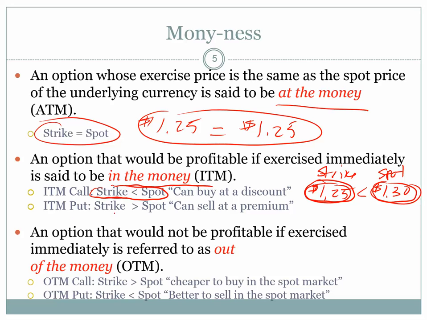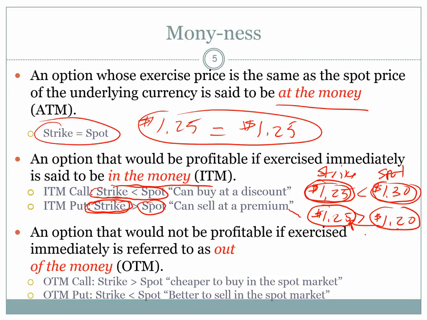Now the in-the-money put, on the other hand, has a strike price that's greater than the spot. Remember, a put is an option to sell the underlying asset. That's only valuable if you can sell the asset at a greater price than the spot market. So the example of an in-the-money put would have a strike price of $1.25, but the current spot price of the asset is, say, $1.20. So this is an option where I can sell euros at $1.25. I'll purchase them in the spot market at $1.20, and then I'll sell them for $1.25.